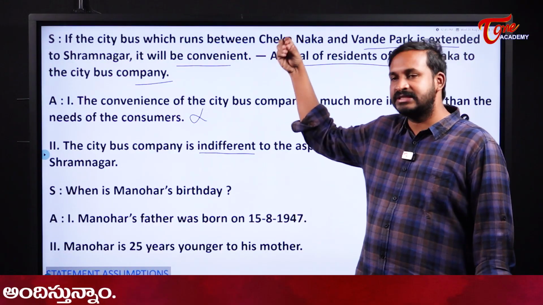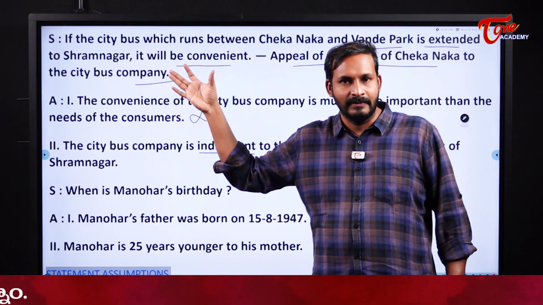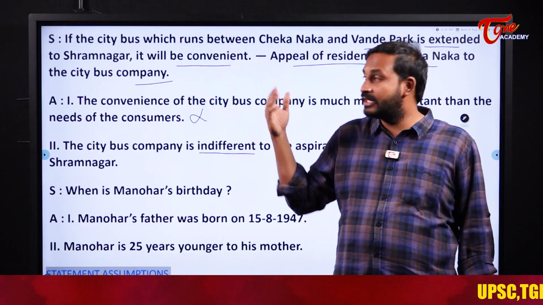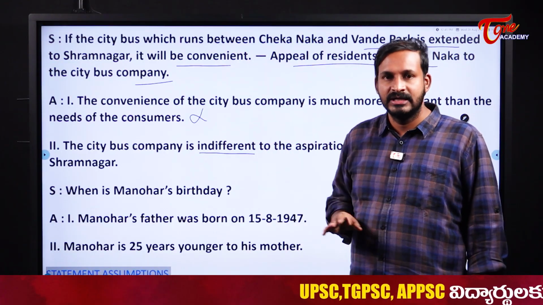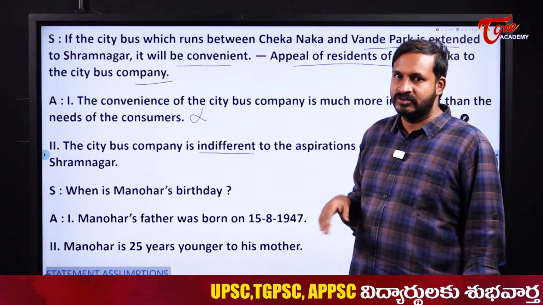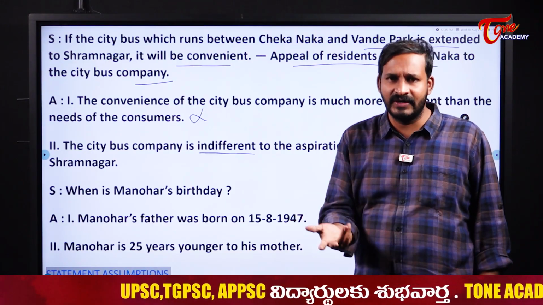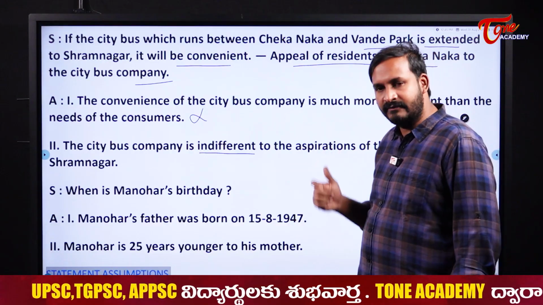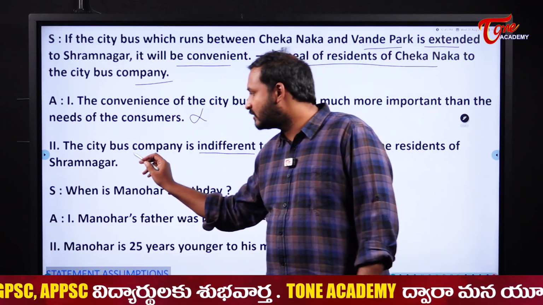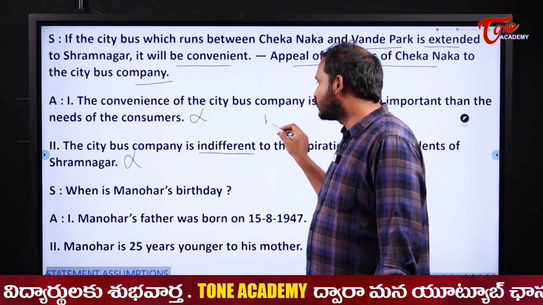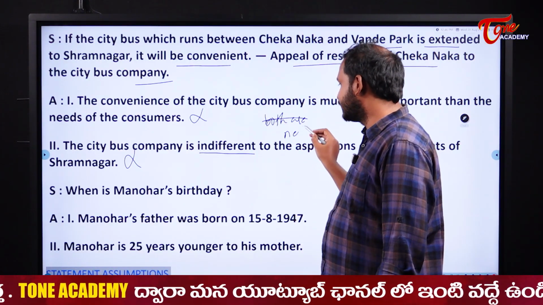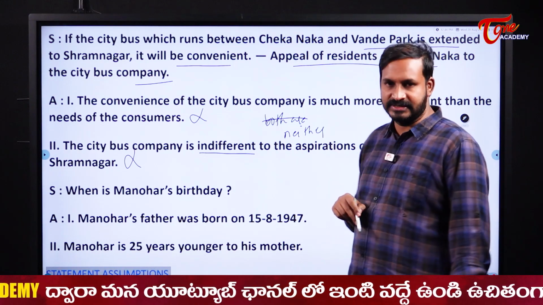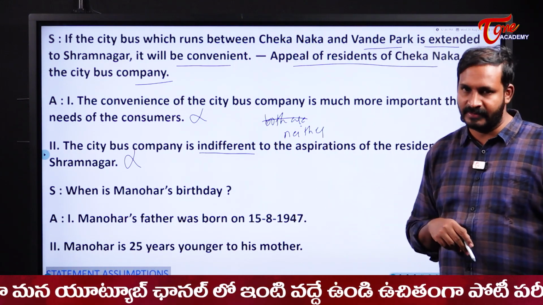See here, just the people appealed, but there is no response, or nowhere in the statement did they mention the response of the city bus company. So they may or may not be. They may be in favor also, right, with the people's request. So that is the reason this one is also not implicit for us. So neither is implicit. Neither one nor two is implicit here.